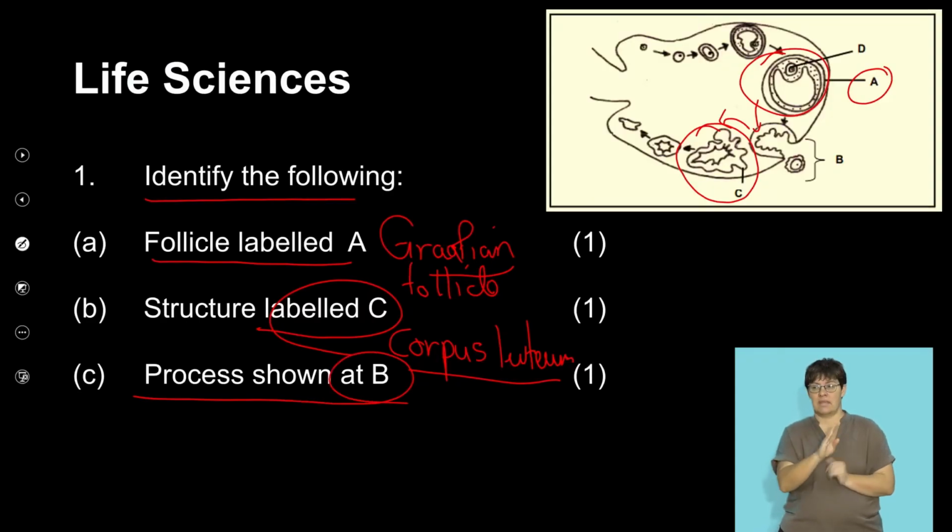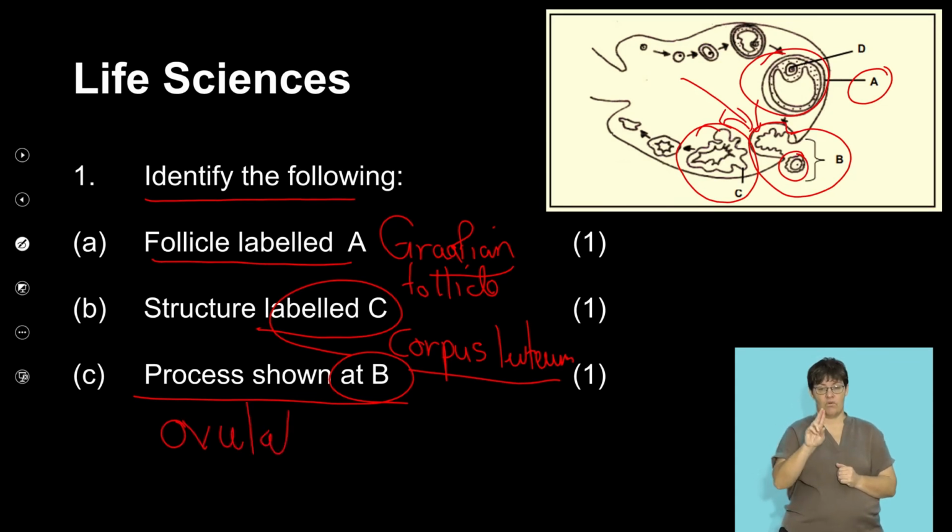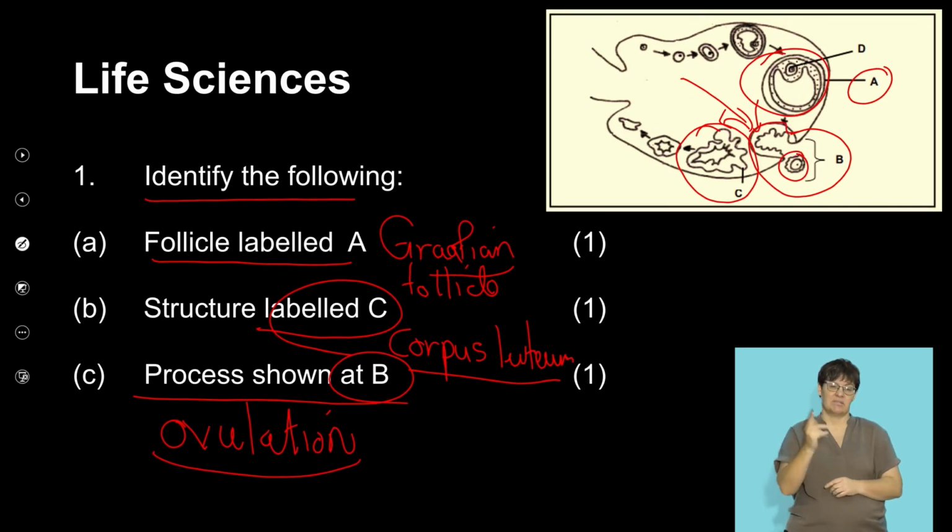Process B shown here would be that process where we clearly see the release of an ovum around this structure here. So that's the mature Graafian follicle that has ruptured, and that's the ovum that is released. And that process we refer to as ovulation. So ovulation is the release of an oocyte around day 14.